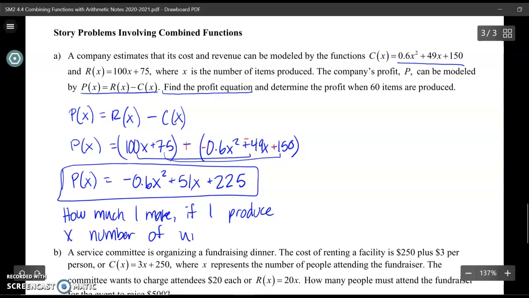And this is a super important question. Companies need to be asking this kind of question all the time. How many products should I make to maximize my profit, right?